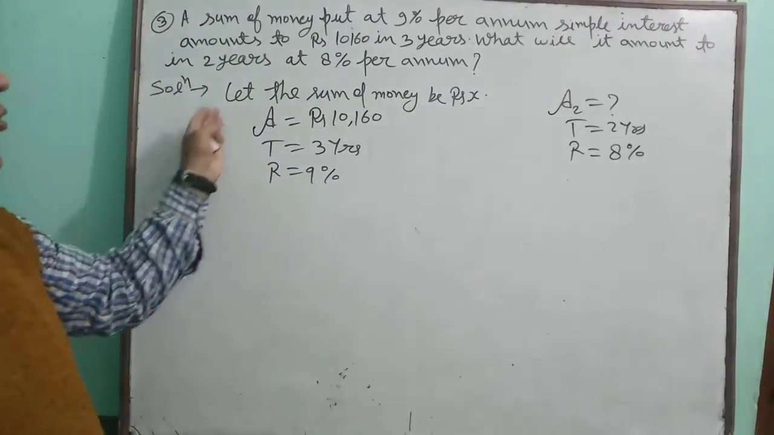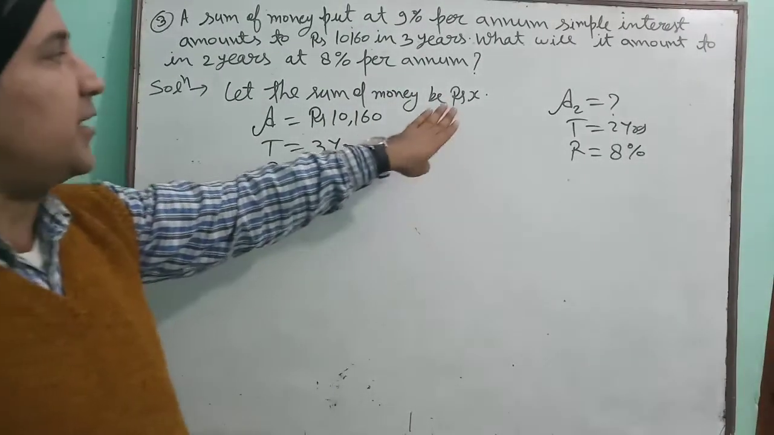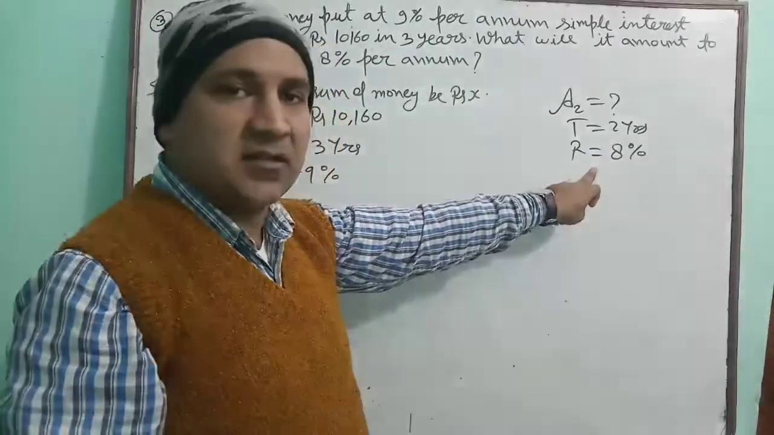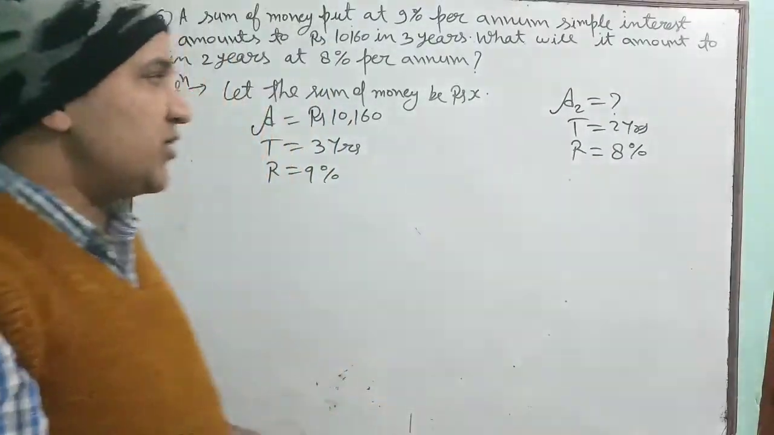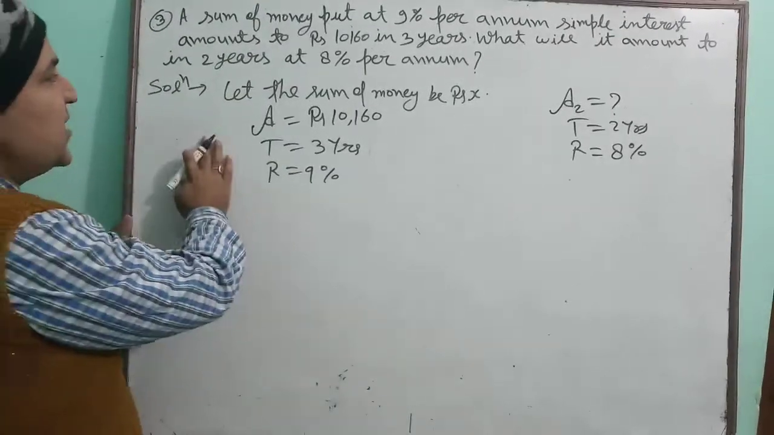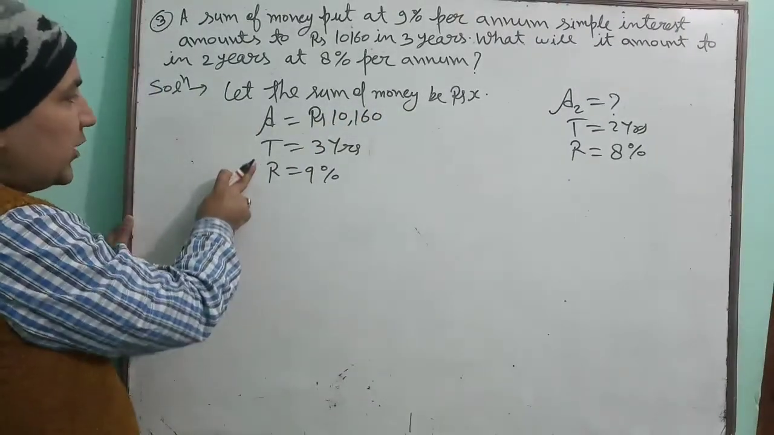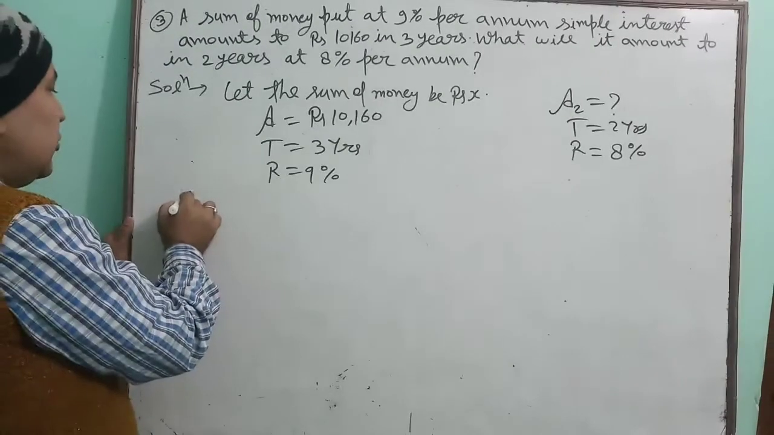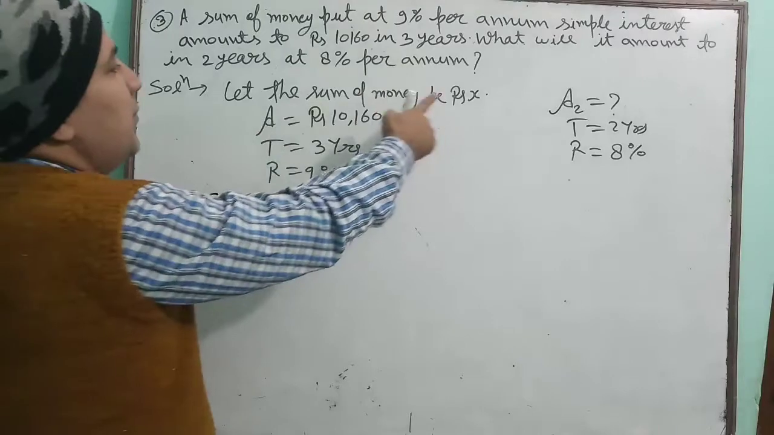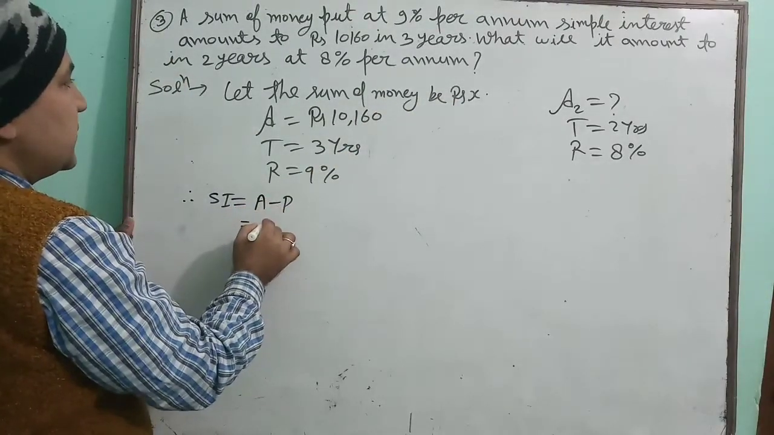In the first part, first we will find the sum of money, means principal money, and then in the second part this money will make how much amount in 2 years at this rate. Understood? Now see how to solve. First we will solve the first part of the question. In the first part we have supposed the sum of money rupees X and we have noted the given points. So you can see that what will be the simple interest with the help of amount and principal. Simple interest is amount minus principal.